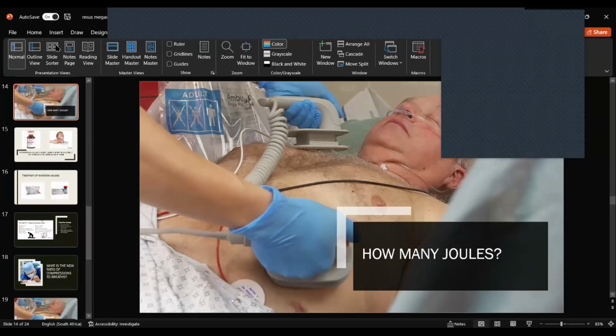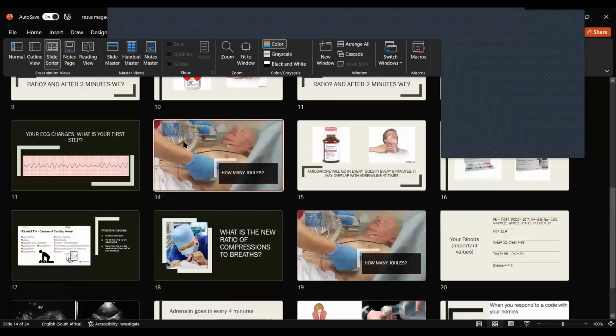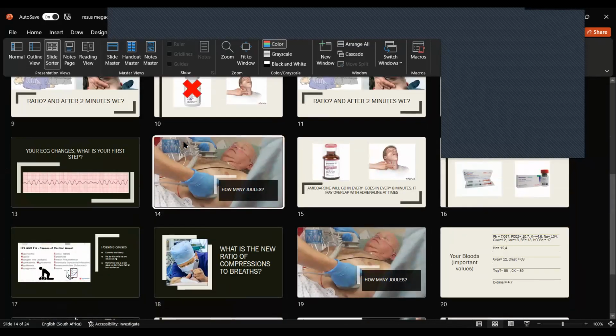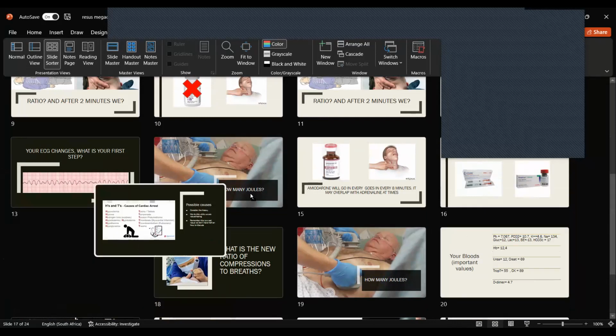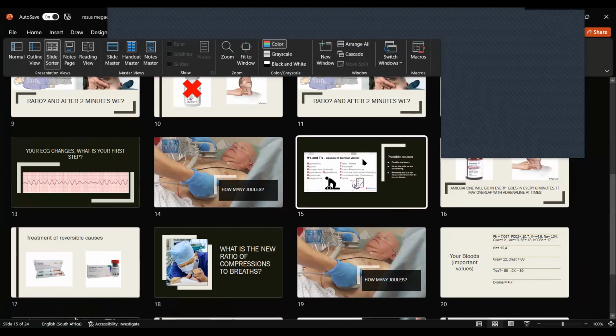Now we're getting into a kind of routine. So now we've gotten the patient to that after another 2 minutes, all right? So adrenaline go, where are we now? Right, so we're down here, all right? So how many joules? Okay, now at this point, while we've just given him the shock, we're going to still continue doing our CPR.